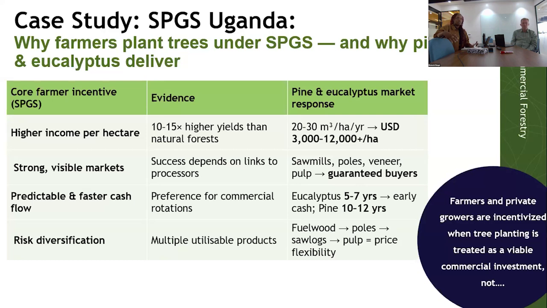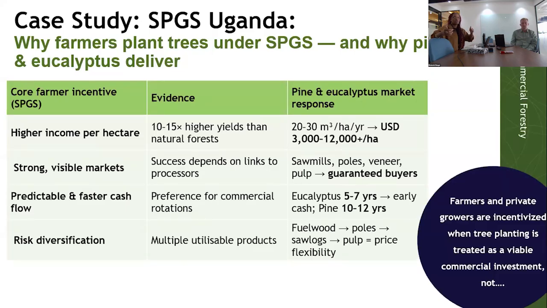The next point is predictable and faster cash flow. So this is just going back to the previous point of 10 to 15 times higher yields. Yes, the tree does grow thick, but at the same time it grows faster. What that means is shorter rotation time.